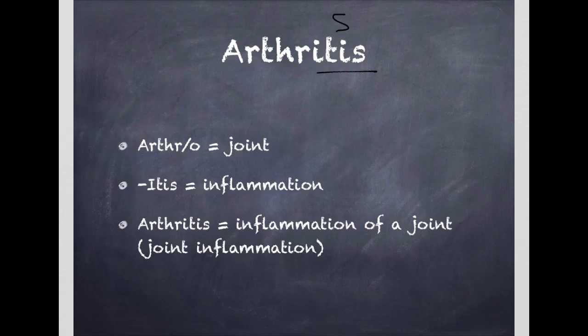But now, the combining form in this case is arthro, meaning joint. I'm using combining form because I want you to see that if a suffix begins with a vowel, you don't need to add that combining vowel, such as O, to join the root and the suffix. So arthritis means joint inflammation or inflammation of a joint.